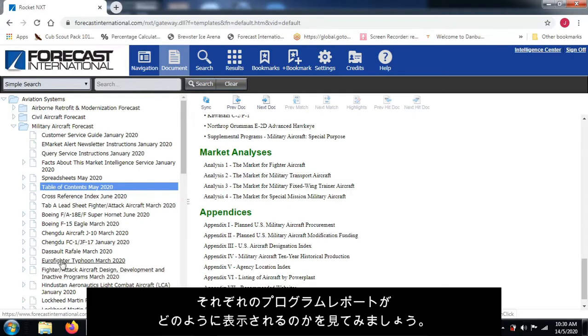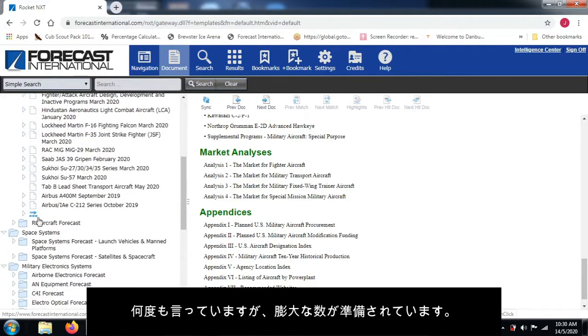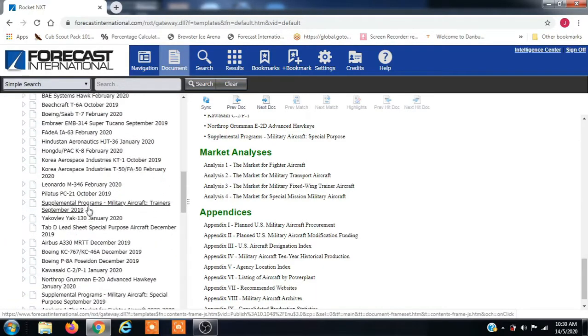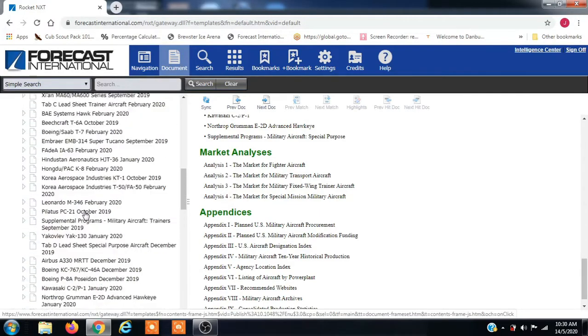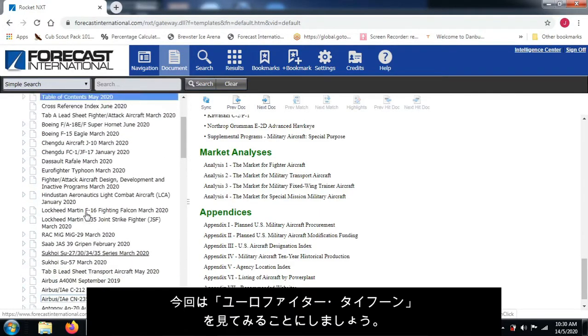Okay, let's take a look at what an individual program report looks like. And again, there are dozens of these, as you can see. Let's look at the Eurofighter Typhoon, shall we?